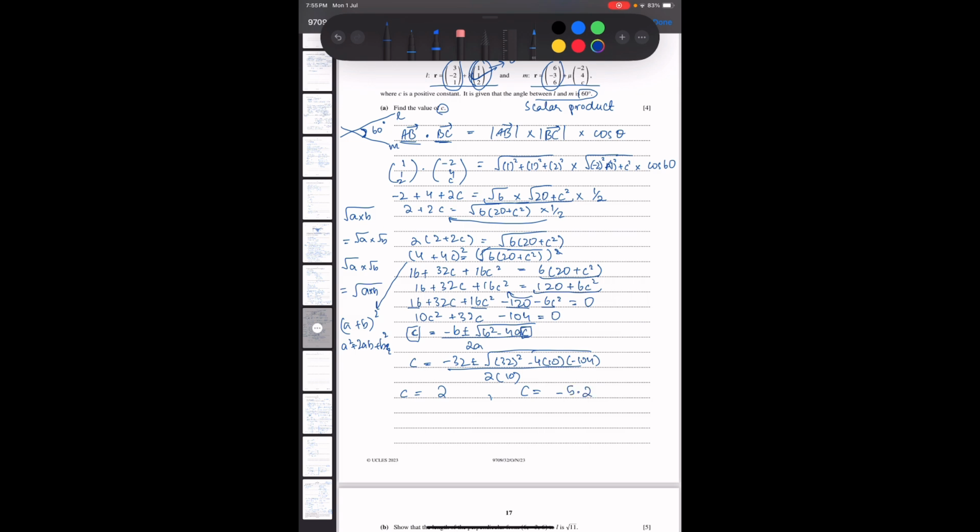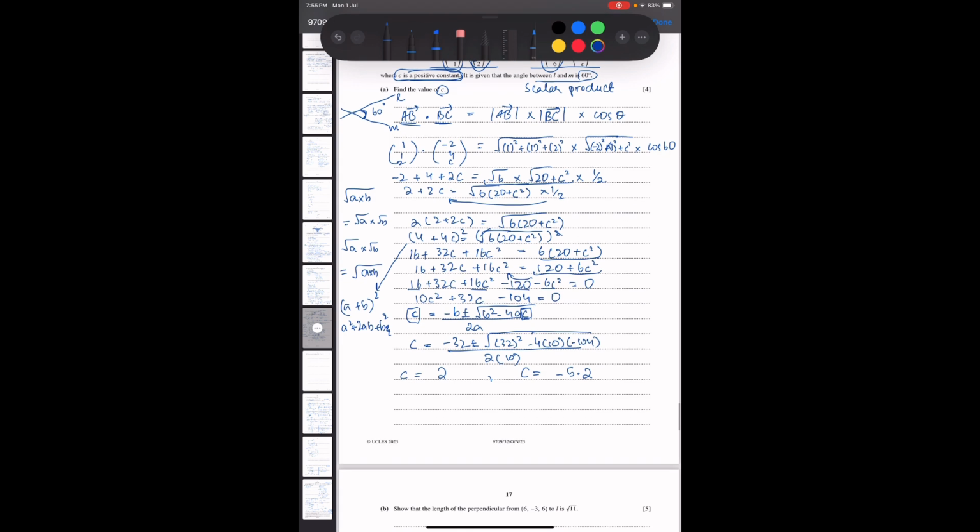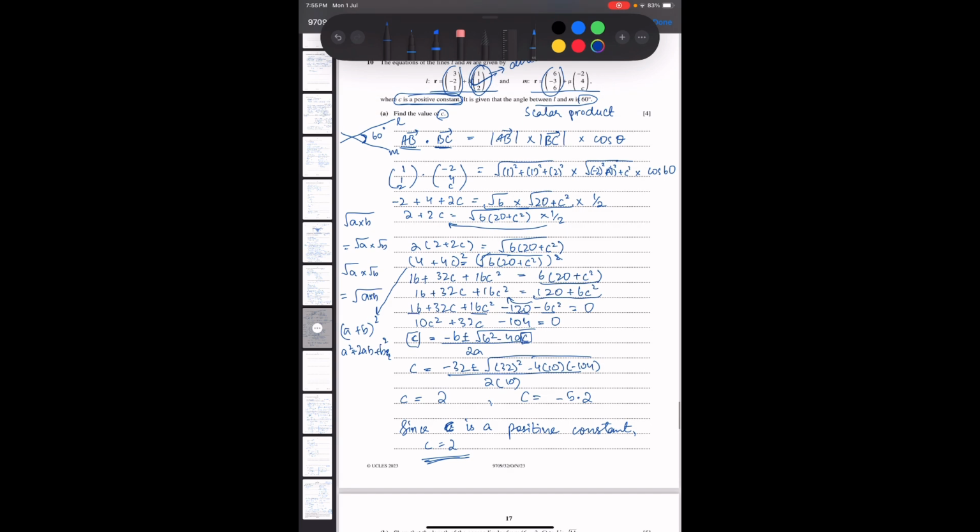Now we have two values of c over here, which one to choose? In the beginning they said that c is a positive constant, so since c is a positive constant, c is equal to 2. This is our final answer of question number 10, part A. Moving on to part B.